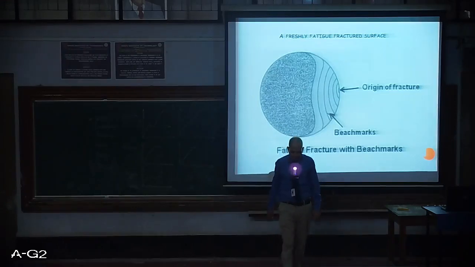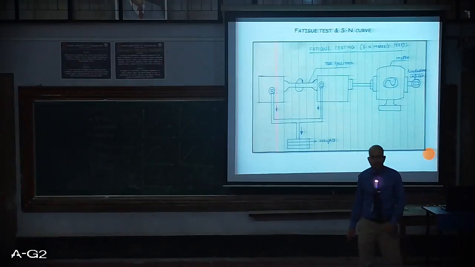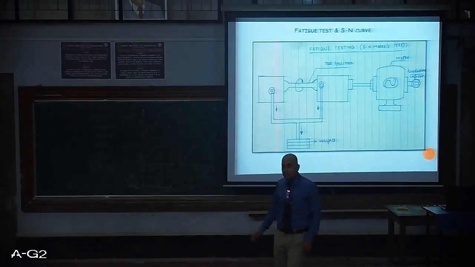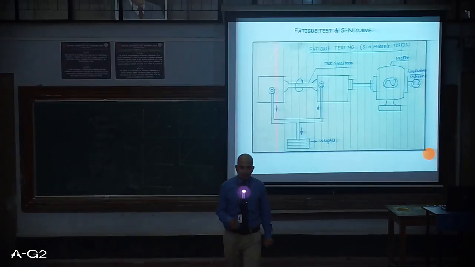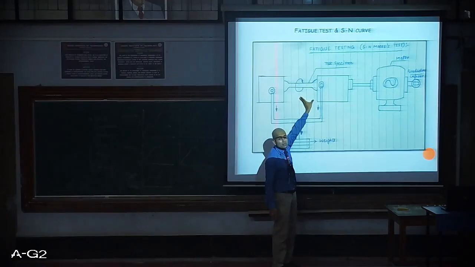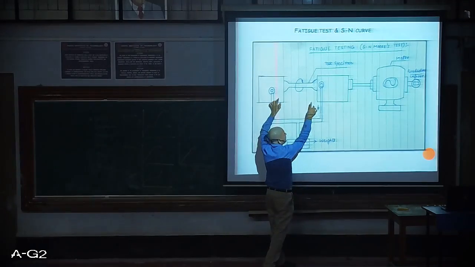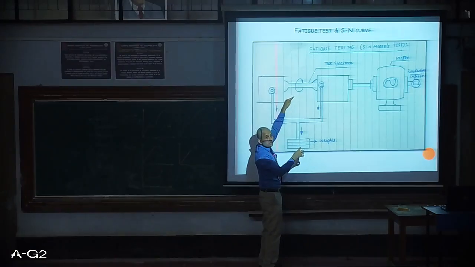So this is just an image of a fatigue fractured surface, and this is how a fatigue test is done in the lab to understand the fatigue life. You might have done this in the lab also. Here you have the specimen, on which you are trying to find out the fatigue life. It is put into two jaws, and there is one fixture through which you apply the load. So this is the load application. And this specimen is being rotated continuously.